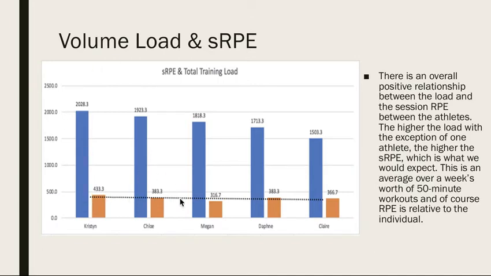So I added a line here because it's shallow. It's not a great slope, but it's enough to see the difference, that the relationship is similar, starting high and ending low, with the exception here.